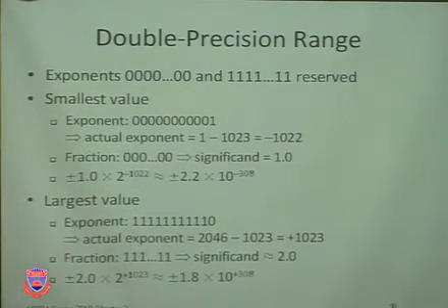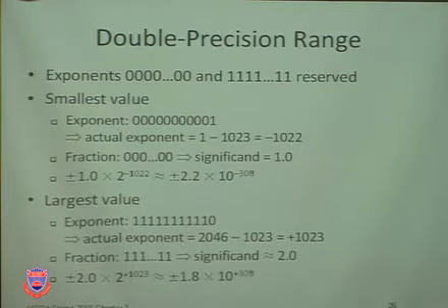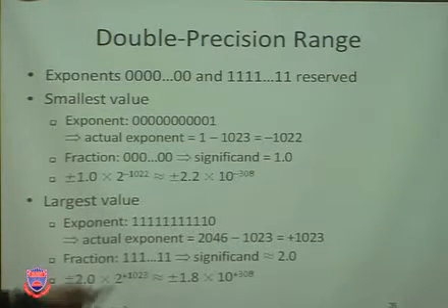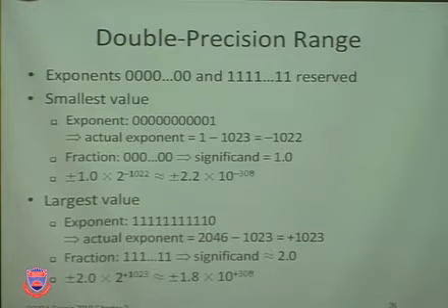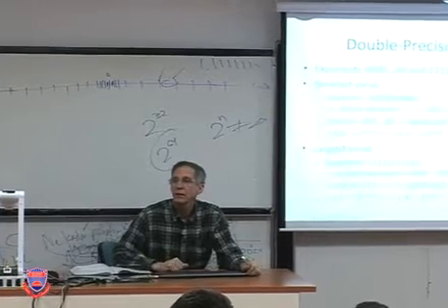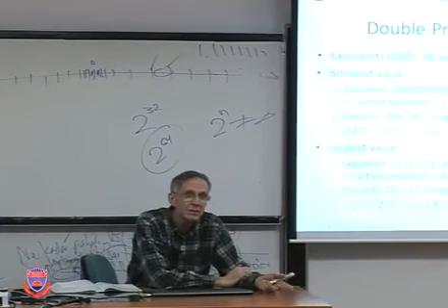I can't think of anything I've ever come across that needs a power of 10 greater than 308, or a power of 2, therefore, greater than 1,000. So those are the largest and smallest numbers of the single precision and double precision representation systems. Are there any questions about what I've just showed you here? How to find largest, how to find smallest?